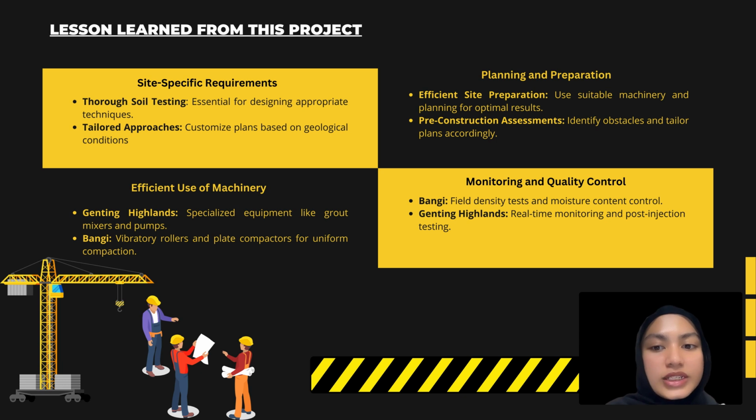Third is about efficient use of machinery. In Genting Highlands, we use specialized equipment like grout mixers and pumps, and in Bangi vibratory rollers and plate compactors for uniform compaction. Lastly, it's about monitoring and quality control, which is in Bangi field density test and moisture content control, and in Genting Highlands real-time monitoring and post-injection testing.